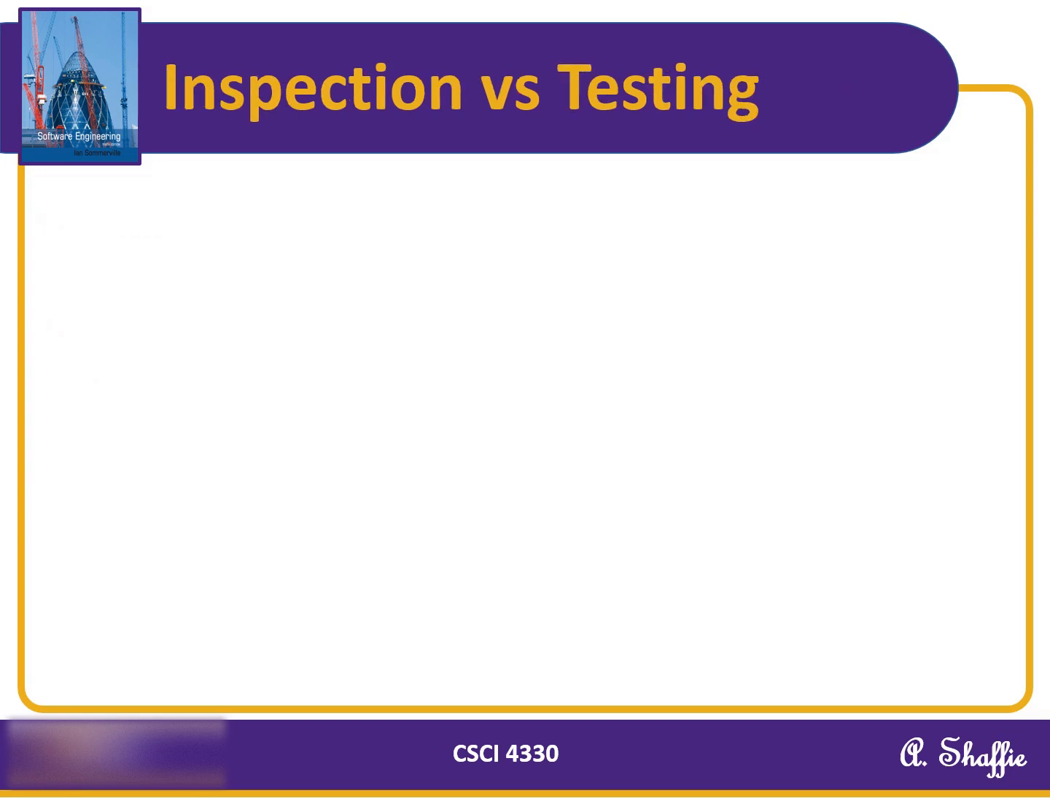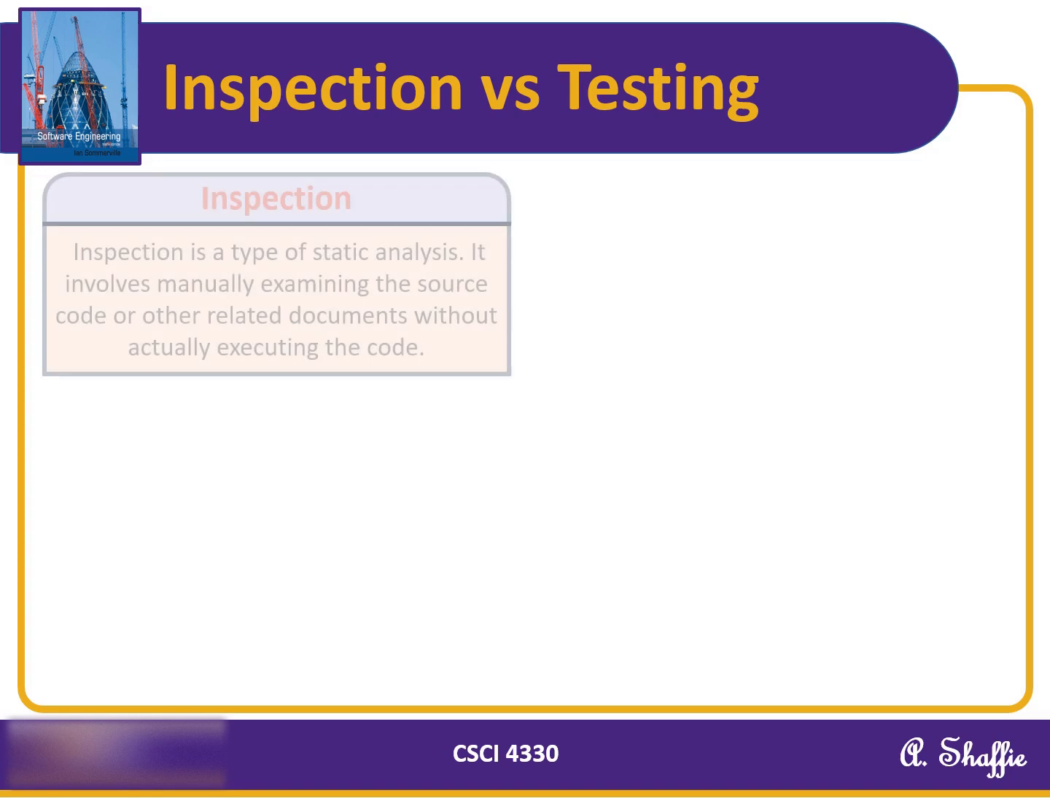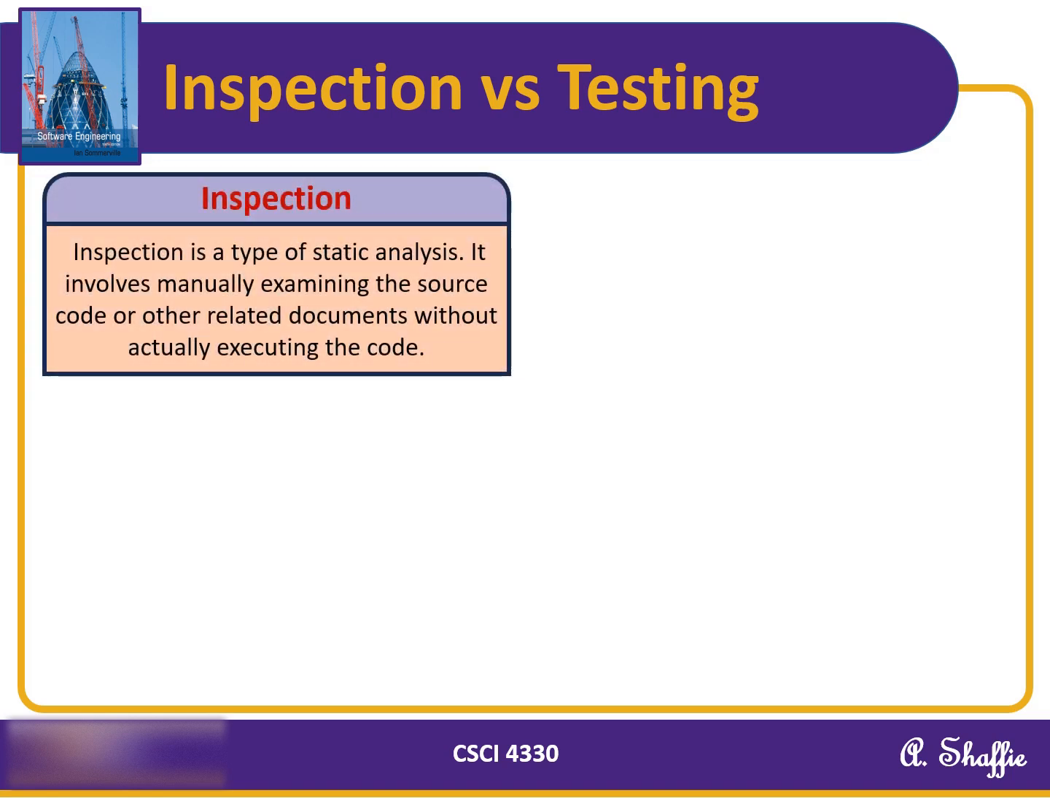In this slide, we are comparing two important processes in software verification and validation, which are inspection and testing. So, what is the difference between inspection and testing? Inspection is a static analysis technique. This means it involves manually examining the source code, documentation, or related material without actually executing the software. For example, during an inspection, you might review requirement specifications or diagrams to ensure everything aligns with the intended design and functionality.